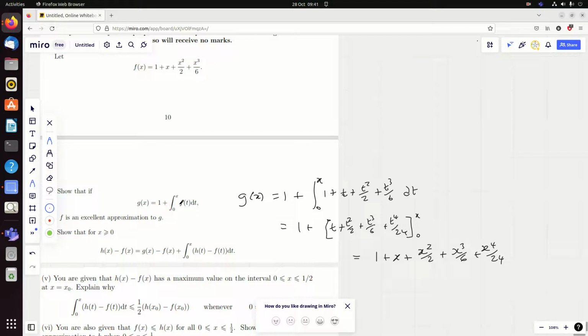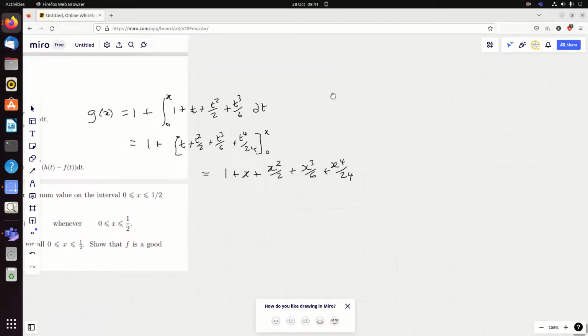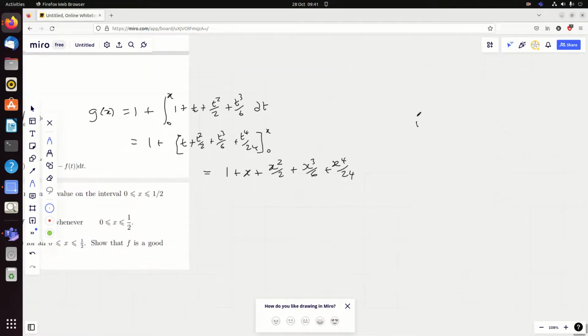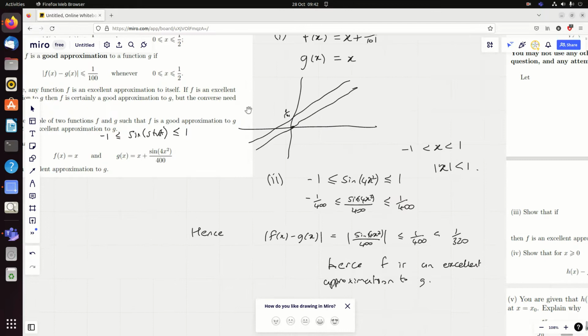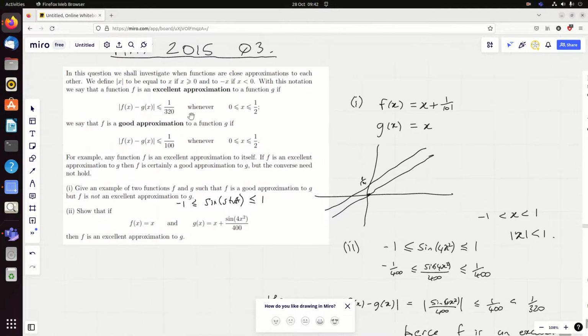Now we're going to show that f is an excellent approximation to g. So let's just write down f next to it so we can see it nice and clear. Now to find these approximations, 1 plus x squared over 2 plus x cubed over 6. To test for whether these are good or excellent approximations, we need to subtract them and find the absolute value, the modulus, between them. So, that's the definition of an excellent approximation.